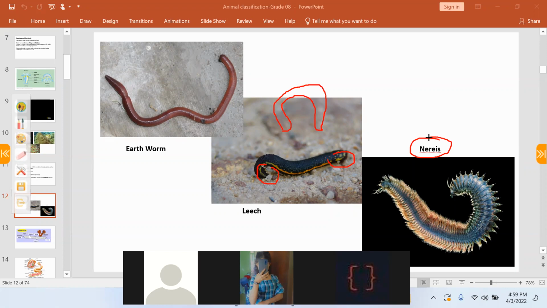It's not familiar to us. Nereis. Patta panua. These are the main three examples for annelids. Let's discuss their special features, how they differ from other animals.